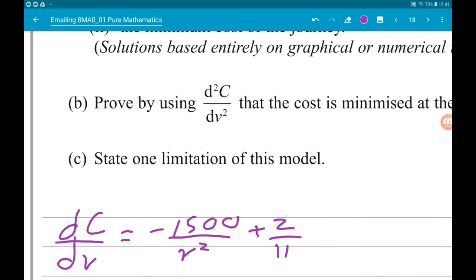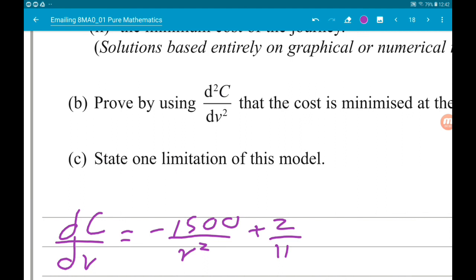Okay, then part C wants us to state one limitation of this model. So, let's think about the speed that we've calculated for the minimum cost. 90.8. So you're never going to be able to drive the whole way at 90.8 kilometers per hour. That is ridiculously fast, even more so for a lorry. So if you say something like that, it would be fine.